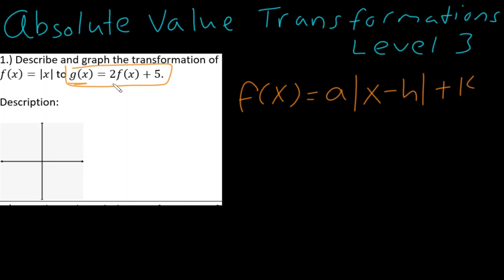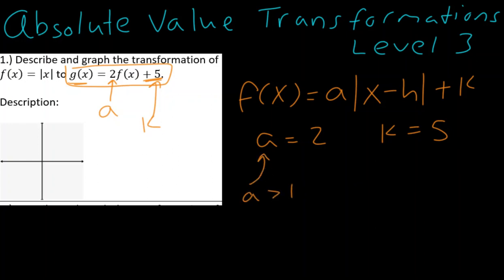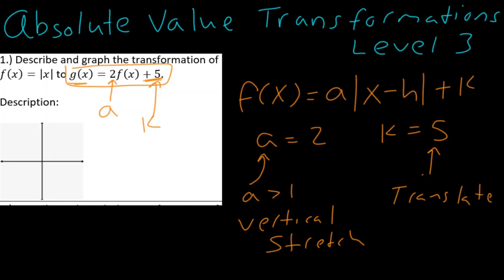So we'll say, okay, this 2 in front of the f of x, that's our a term. So I can say a is equal to 2. And then here we have this plus 5. We'll notice that it's on the outside, so that must be my k term. I can say k is equal to 5. So let's think about it. What are my rules? Well, when a is greater than 1, we have what's called a vertical stretch. And when k is equal to 5, we know that k translates us up or down. So we say this translates us up 5.